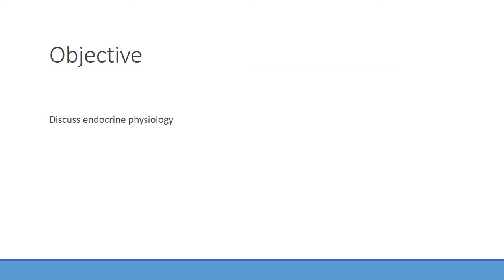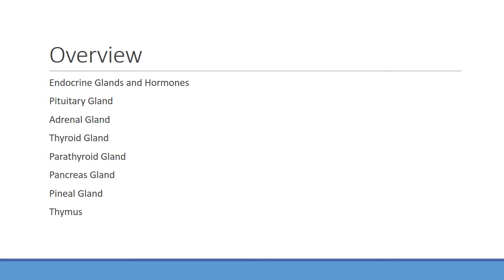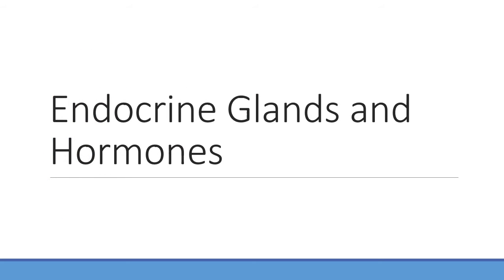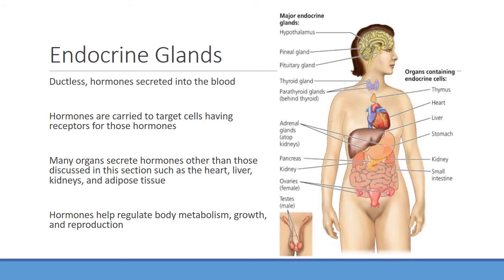So, objective, we're going to discuss endocrine. Okay, so we'll kind of go organ by organ. We'll do a little bit of a brief overview, and then we'll go into the specific organs. We'll talk about what they normally do, and we'll also talk about what happens when they go a little wacky, right? So, some of the endocrine glands.